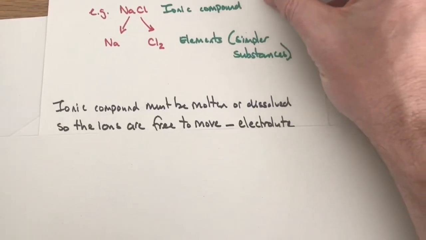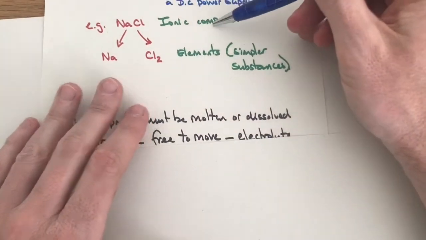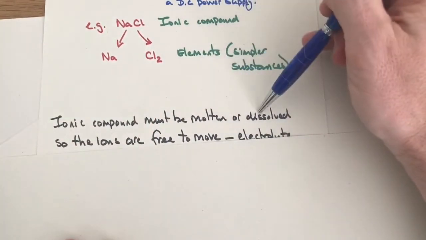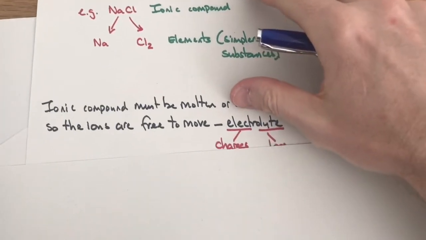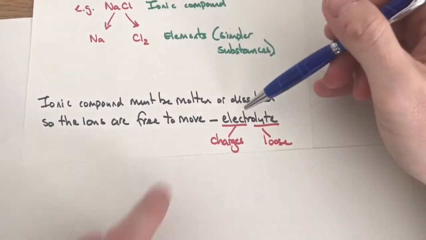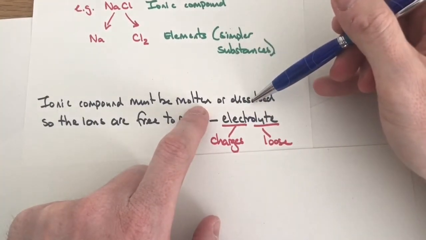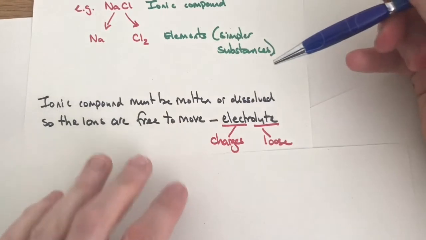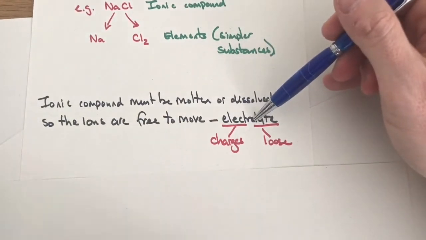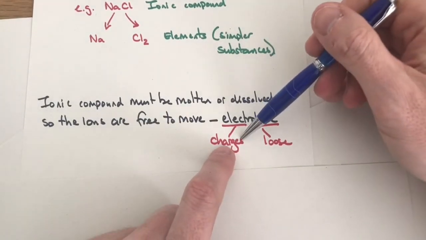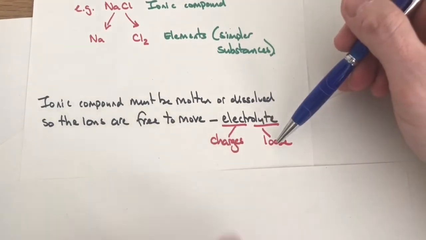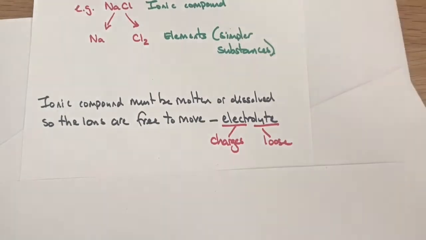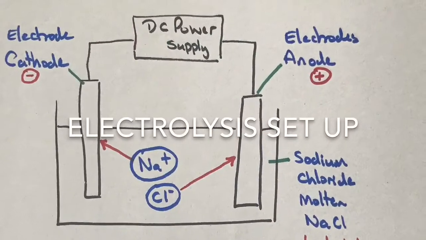Remember, in order to do this, these ionic compounds have to be molten or dissolved, and the reason is so the ions are free to move. When we have that, we call it an electrolyte. So if we have a molten or dissolved ionic compound, we call it an electrolyte. Again, this helps us understand what the word means. Electro is to do with the charges, and lyte means loose. So the charges are loose. So electrolyte: loose charges, ions are free to move about.